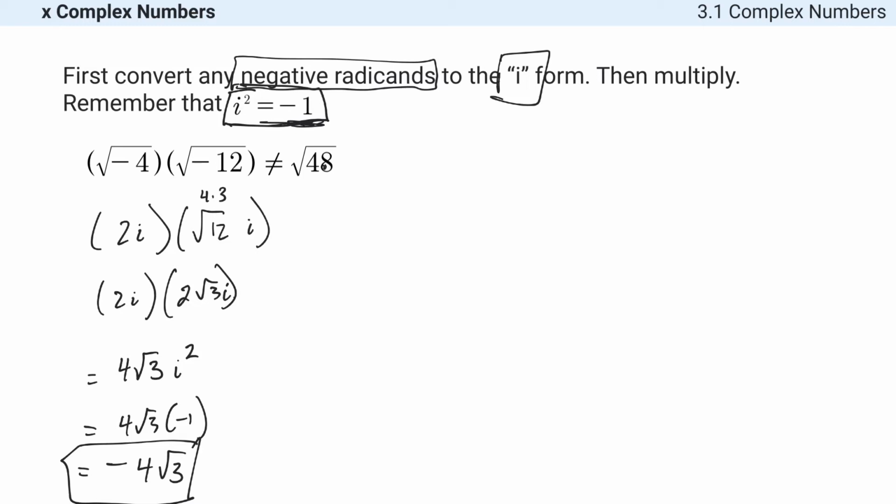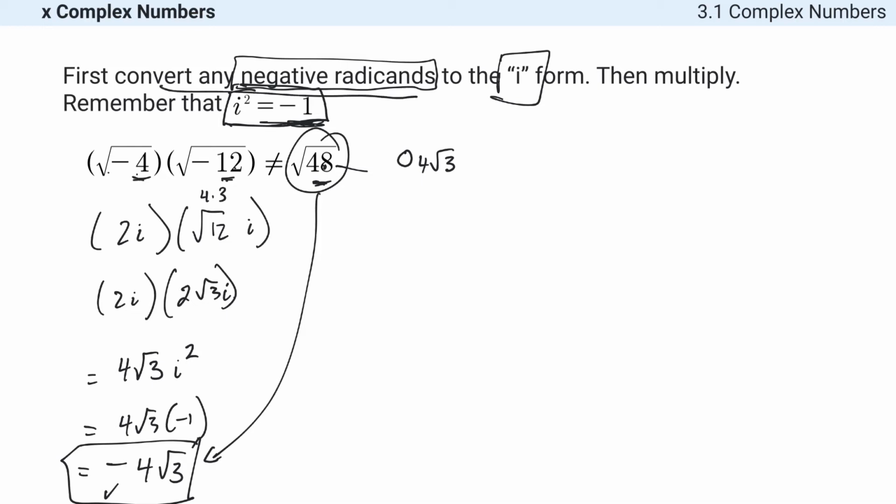Notice at the first here that this is one of the rules that doesn't work for radicals. Typically, if you're multiplying radicals, you can just multiply the 4 by the 12 and call it good. But because they're complex numbers, this rule doesn't work. And notice that if you go negative 4 times negative 12 is 48, this answer and this answer aren't the same. This actually does simplify to 4 root 3, but it's a positive, whereas our correct answer is a negative. So that's why we say convert any negative radicands first to an i form and then multiply.